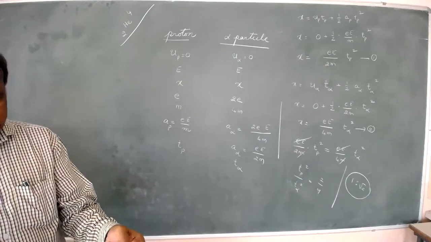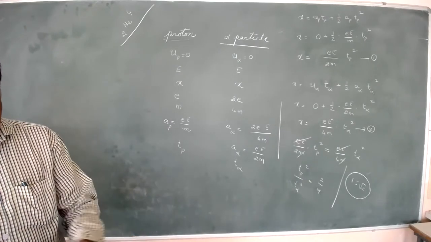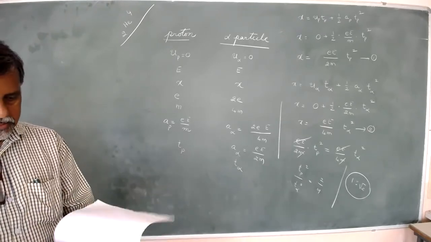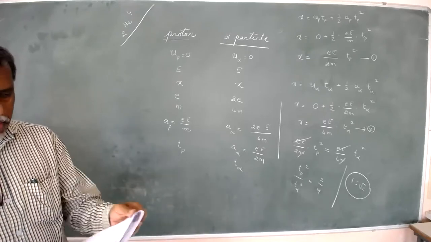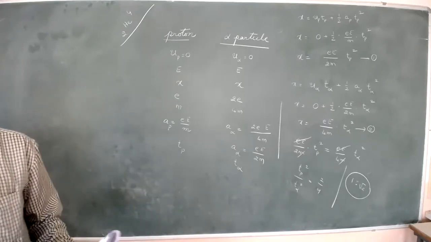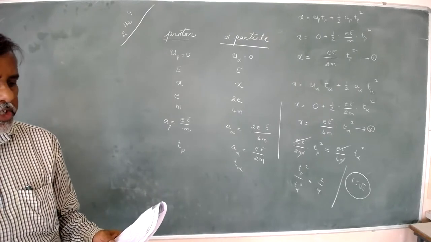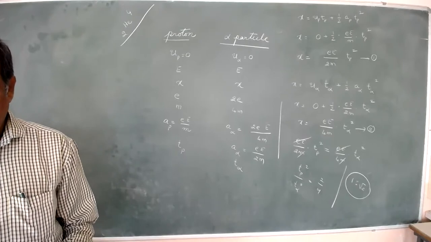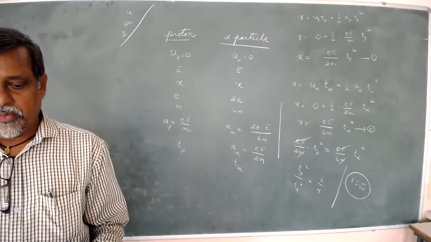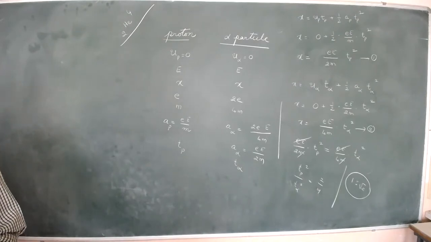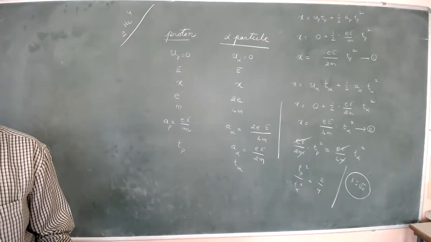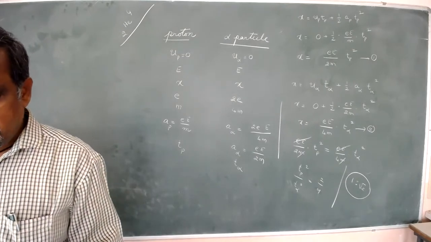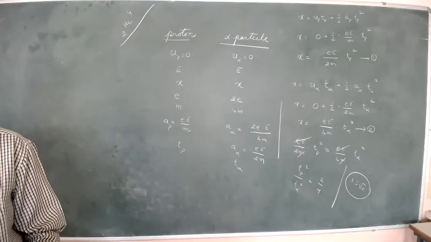Next problem. Problem number 96. A point charge of 50 microcoulomb is located in the xy plane at the point of position vector r naught equal to i cap plus 3j cap. What is the electric field at the point of position vector r equal to 8 i cap minus 5j cap?